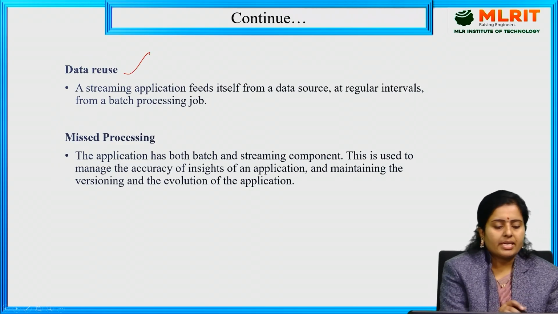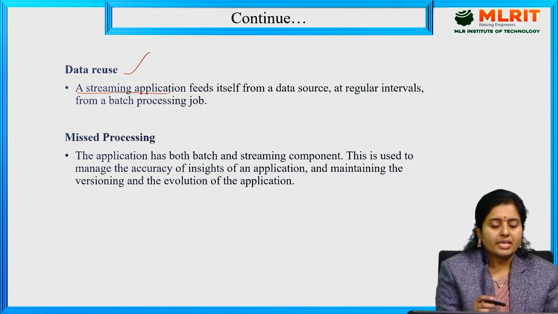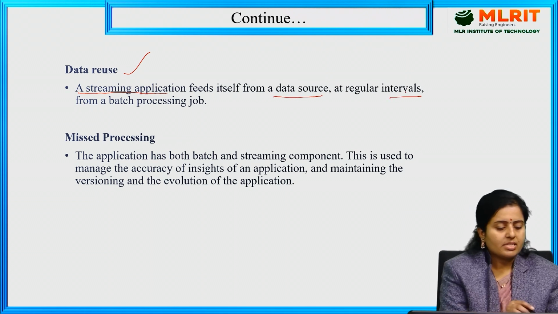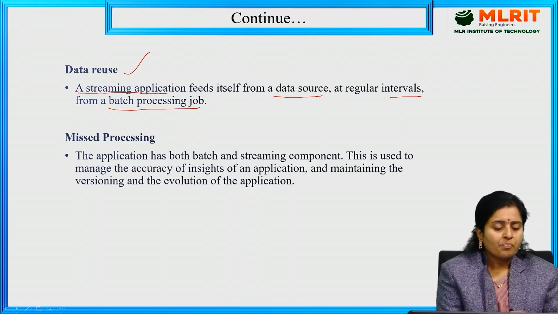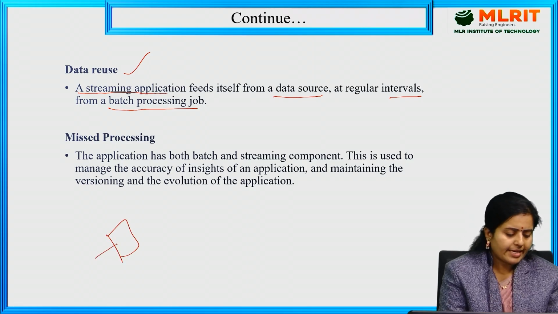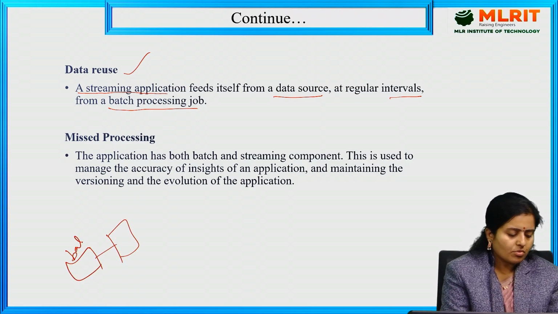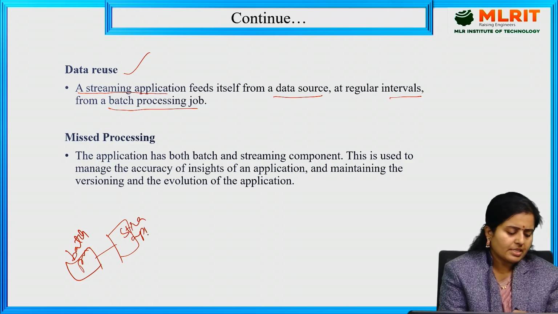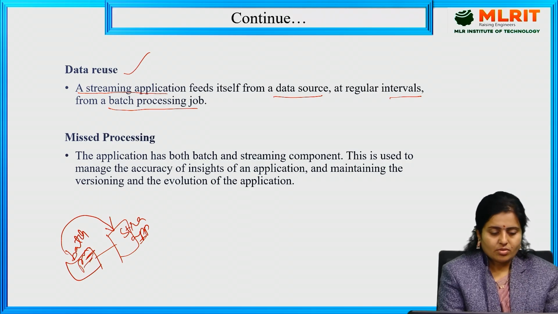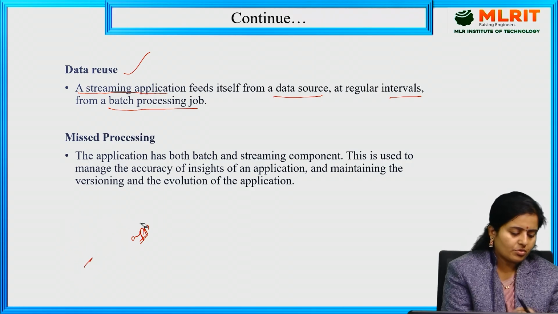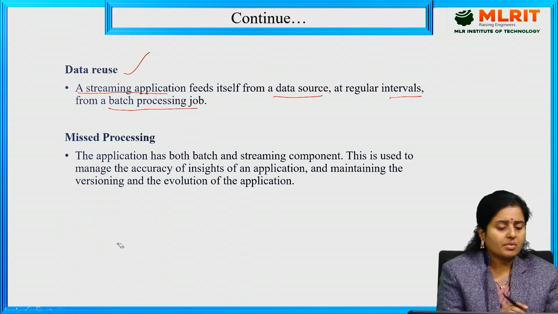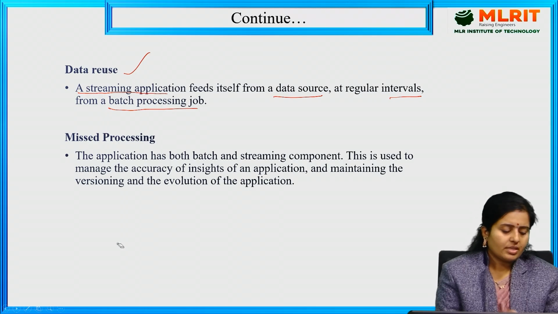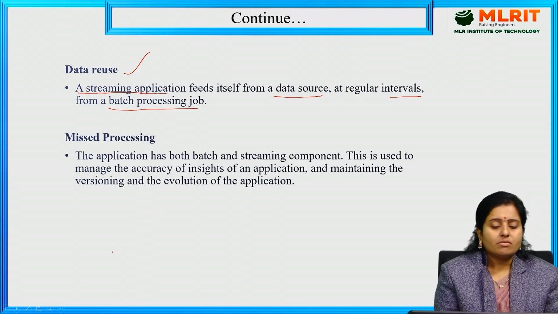A streaming application feeds itself from a data source at regular intervals from batch processing jobs. Here the streaming application takes the data from batch processing only. This is the stream application, and it will collect the data from batch data sets as a part of job processing. That is nothing but the data reusage between batch and stream processing.